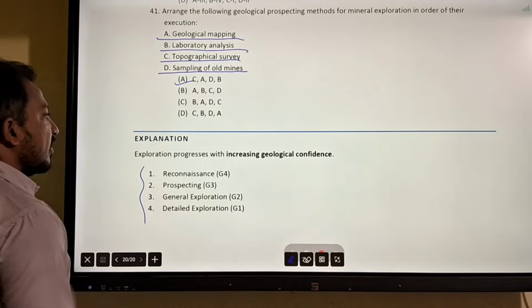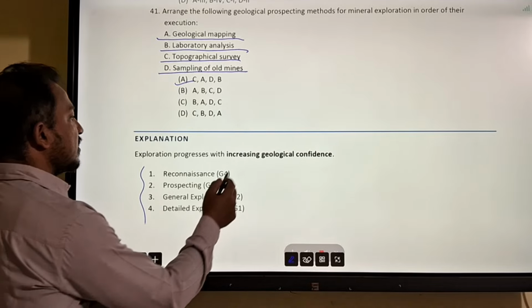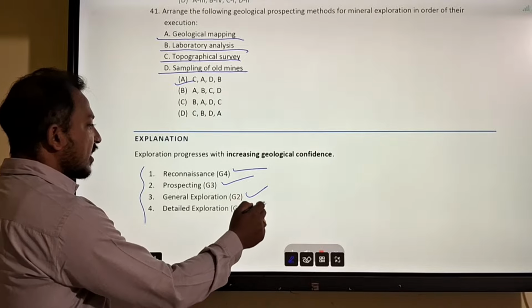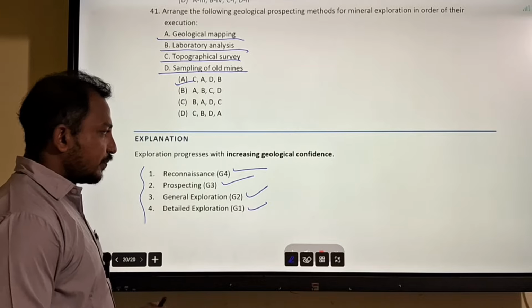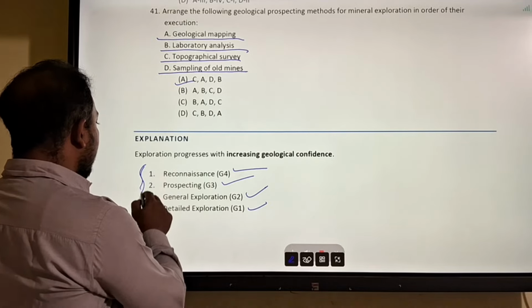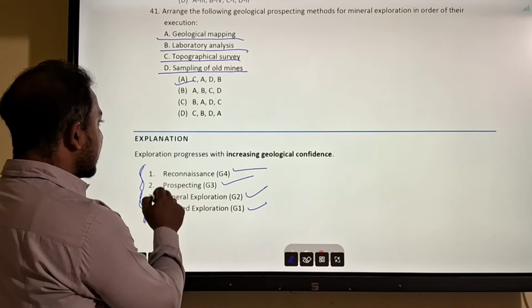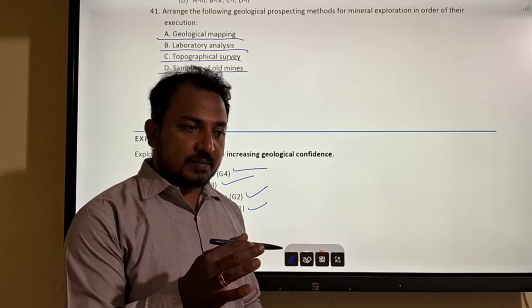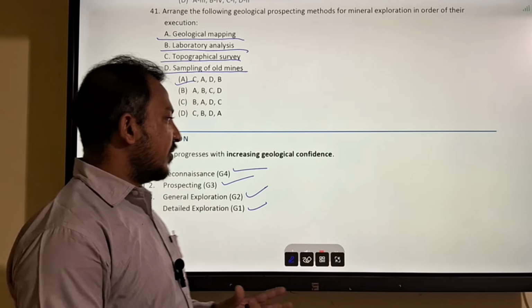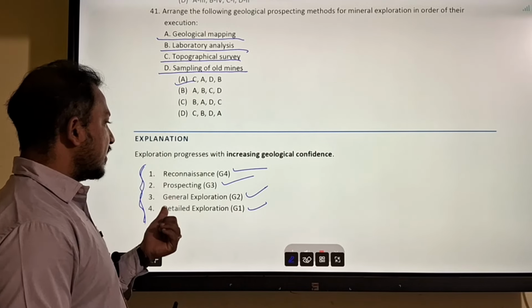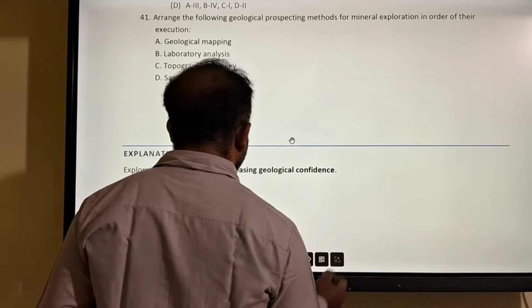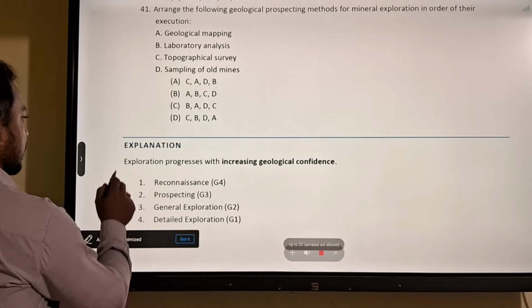So these are different stages of exploration. One is reconnaissance, this is called G4, then prospecting G3, general exploration G2, then G1. So these are different stages of exploration where you will explore a particular virgin area, where in these stages you will confirm some deposition which leads to establishment of any mines.